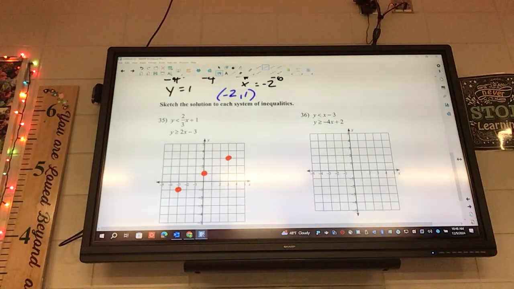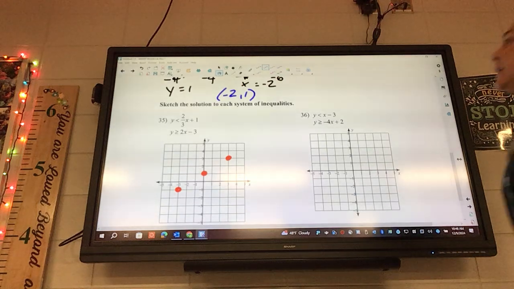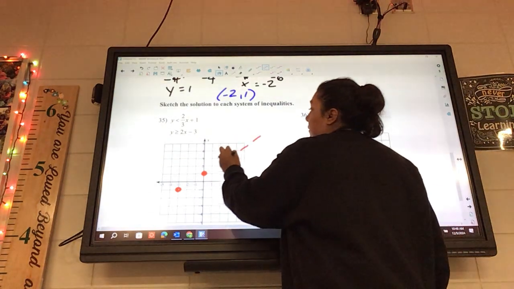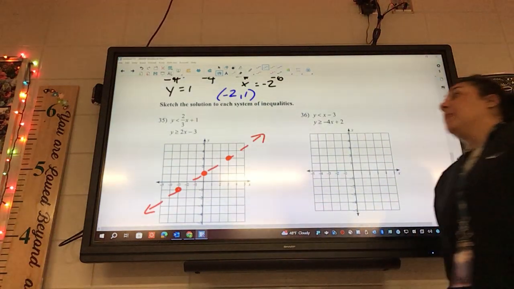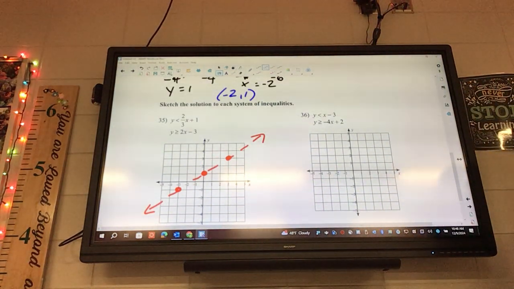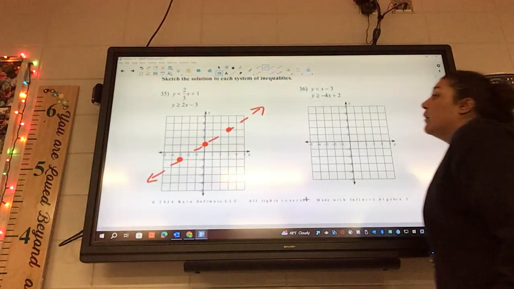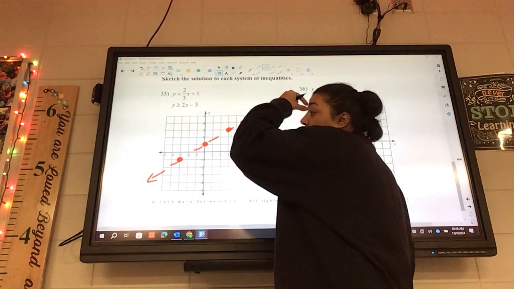Okay, should this line be solid or dotted? A dotted line. Okay, am I going to shade above or below for this line? Below.